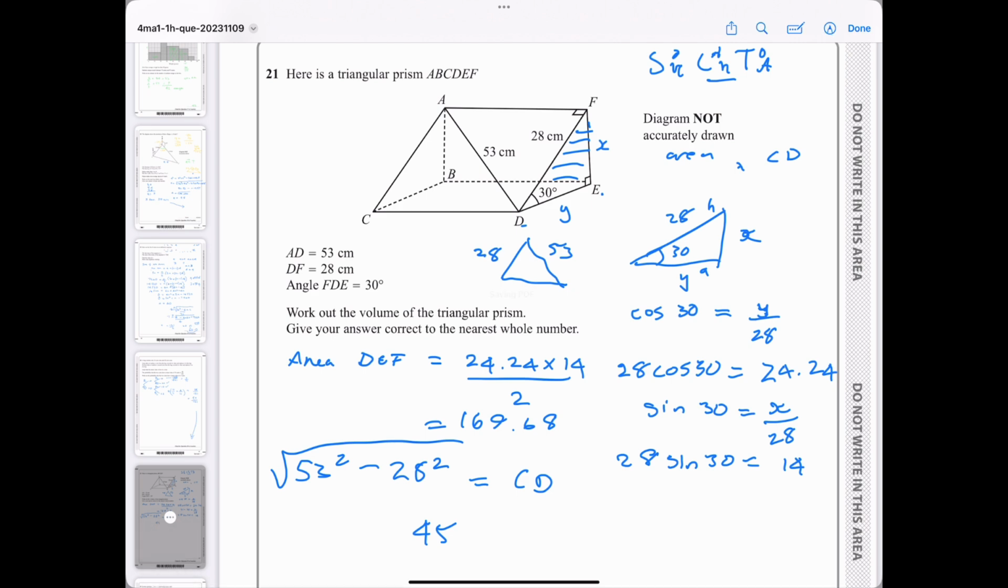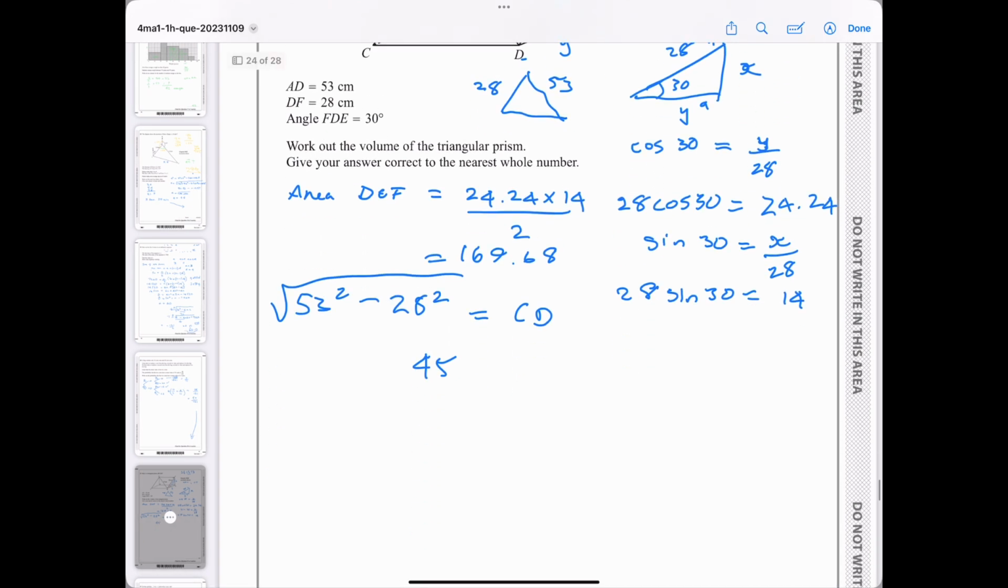So the volume must equal 169.68 times 45, and that is 7,635.6 centimeters cubed.